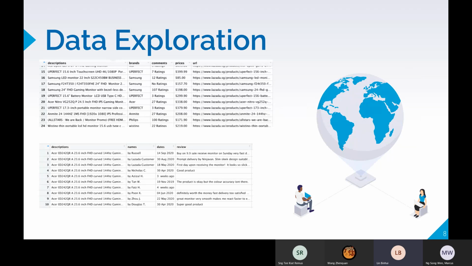Finally, we got the data we want, as the picture shows. So we got the descriptions, brand, comments, prices, and URLs from each page. Then from the URL, we get the descriptions, names, dates, and the reviews. These are the useful information for us. Now I will pass the presentation to Marcus. Marcus, please.